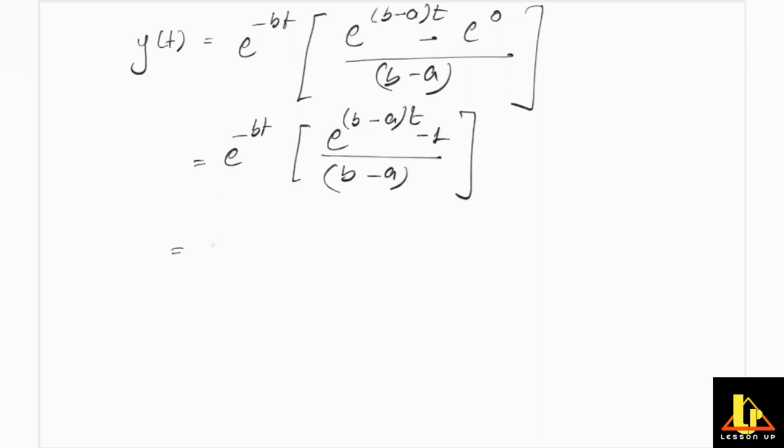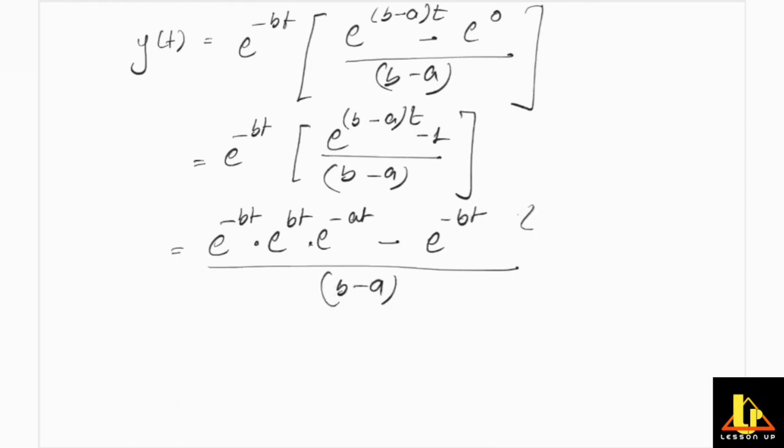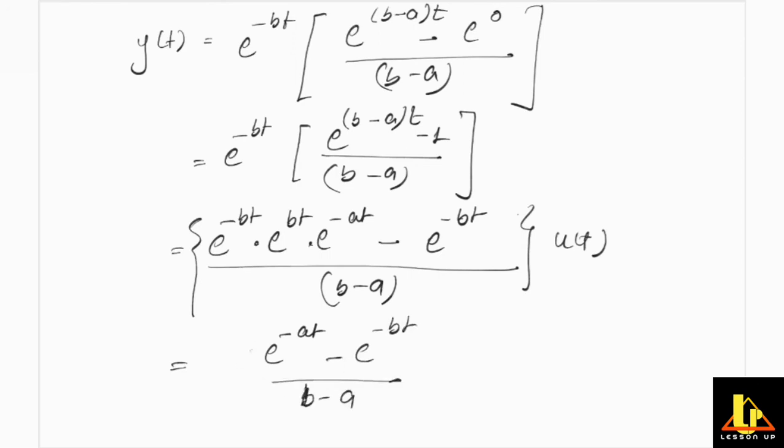So if you multiply this equation with e to the power minus bt, you will get e to power minus bt into e to power bt into e to power minus at minus e to power minus bt, divided by b minus a, into u of t, because we have taken limit from 0 to t. So I wrote here u of t. So this will get cancelled out, e to power minus bt into e to power bt. So you will get e to power minus at minus e to power minus bt divided by b minus a, u of t.